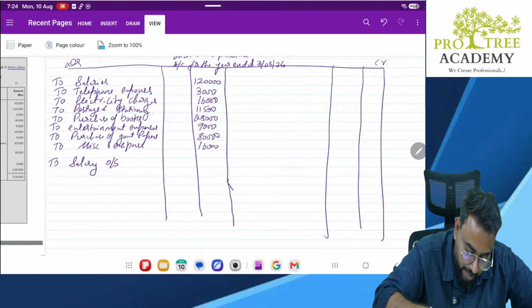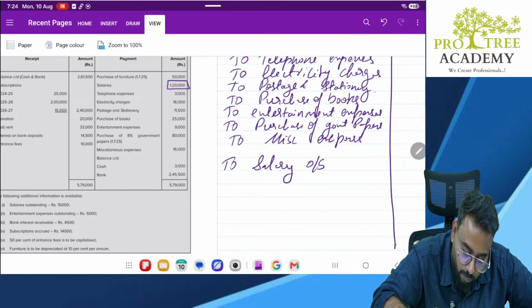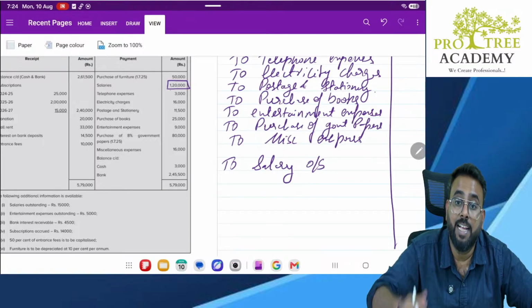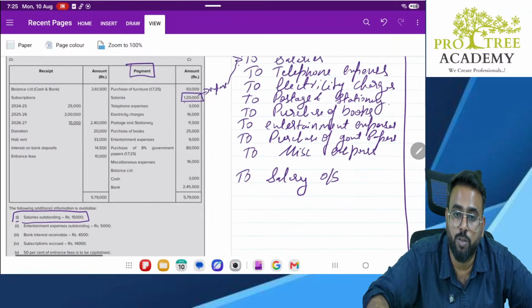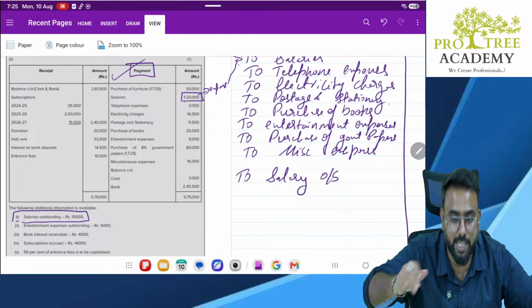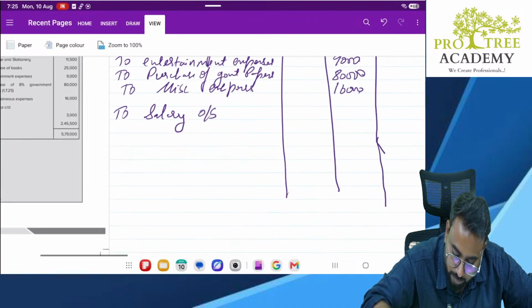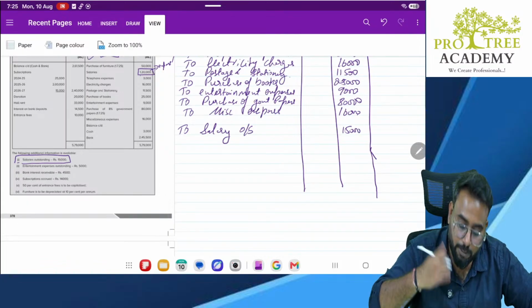Come below here. See, this salaries is there, no? This is already paid. This is an expense for sure. That is why we are showing it here. But there is salary outstanding of 15,000 as well. That is also an expense. It has not been showing in receipts and payments account. Why is it not shown in receipts and payments? Because we have not yet paid. But is it our expenditure? Yes. So we have to add to salary outstanding. How much? 15,000.